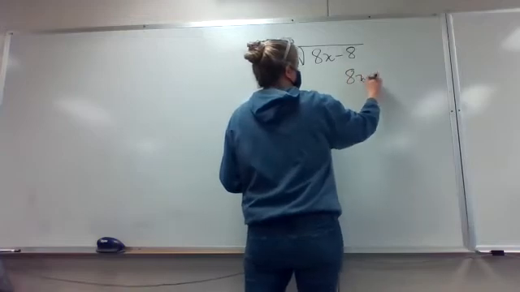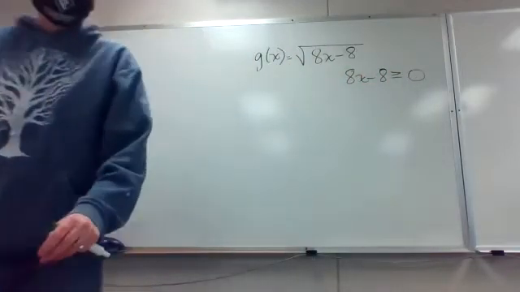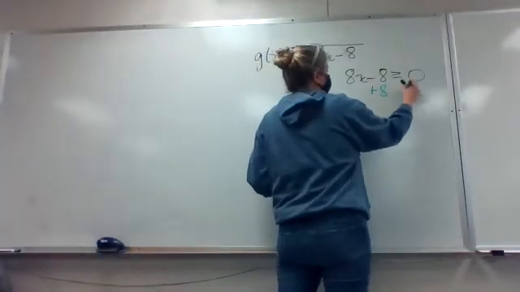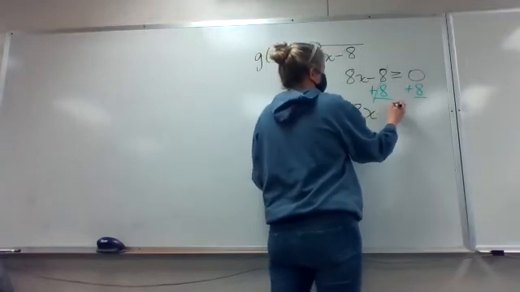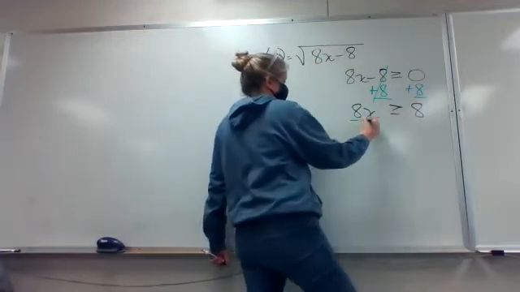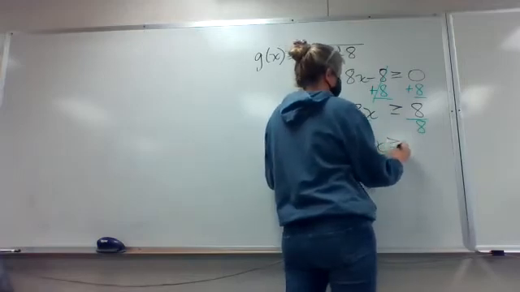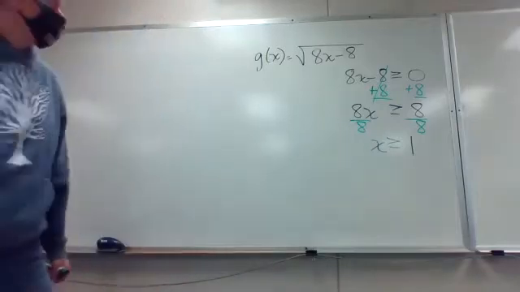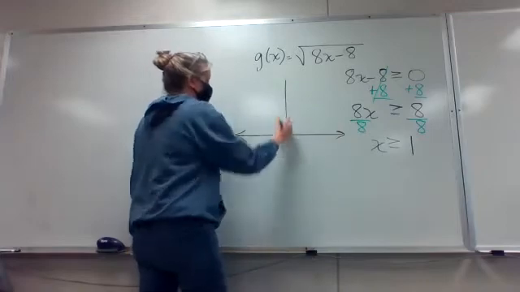So my domain, 8x minus 8, needs to be positive or greater than or equal to 0. Solving it, add the 8. So 8x is greater than or equal to 8, and divide by 8. So again, x needs to be greater than or equal to 1. So once again, this one's going to start at 1.